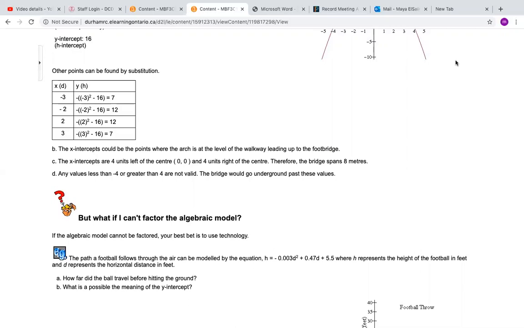So let's read this question. The path a football follows through the air can be modeled by the equation h equals negative 0.003 d squared plus 0.47 d plus 5.5, where h represents the height of the football in feet and d represents the horizontal distance in feet. How far did the ball travel before hitting the ground? So we have a ball.